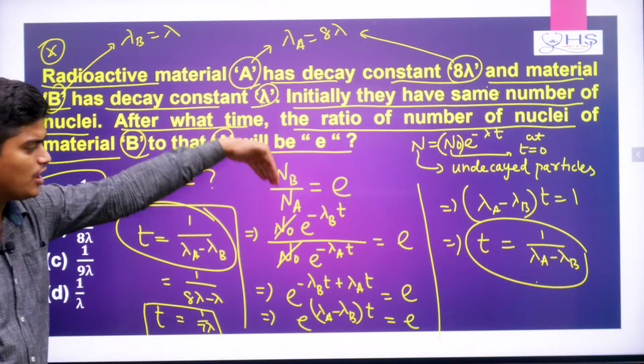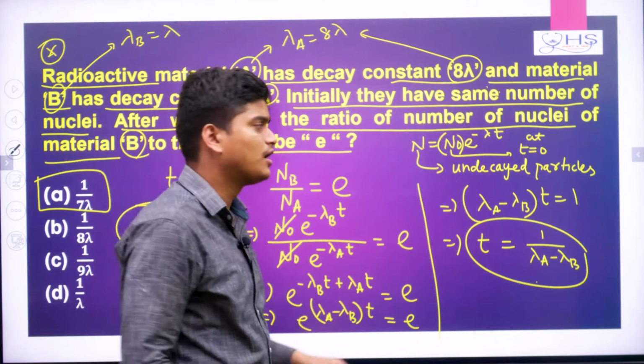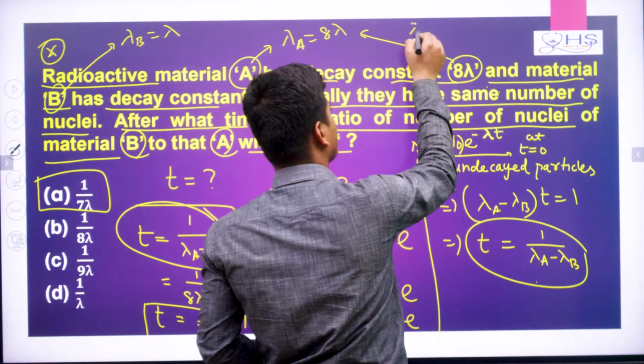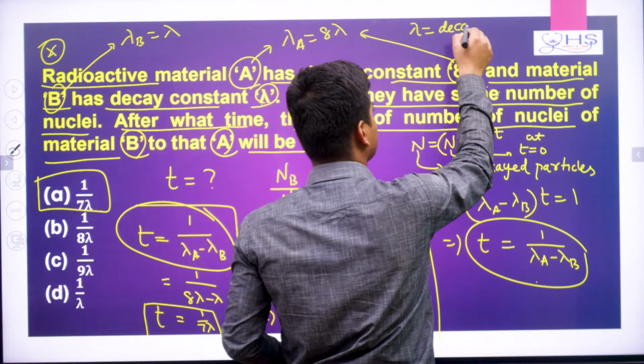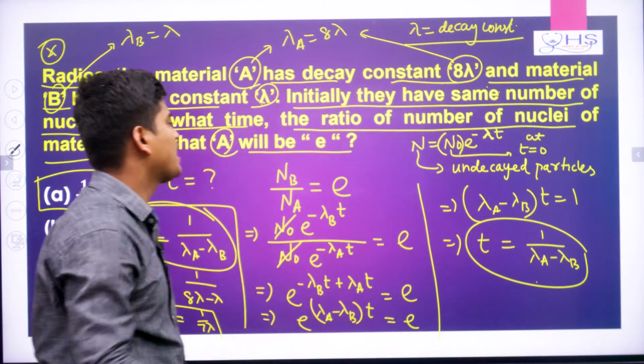Okay, and this is basically where this comes from. This relation is the decay equation. Lambda is your decay constant. Remember, lambda is always called the decay constant, and t half is called the half life.